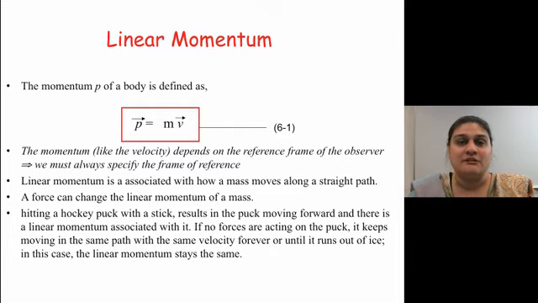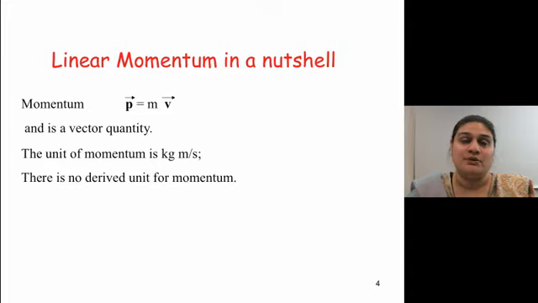So if I was to give you in 4 lines what linear momentum is, I would give you this form. Momentum P equals mv, where P is the momentum and v is the velocity. Since v is a vector quantity, P has to be a vector quantity. The unit of momentum is kilograms meters per second, and there is no derived unit for momentum. For example, kilograms meters per second squared is called a Newton, which is a unit of force. Momentum does not have a derived unit.